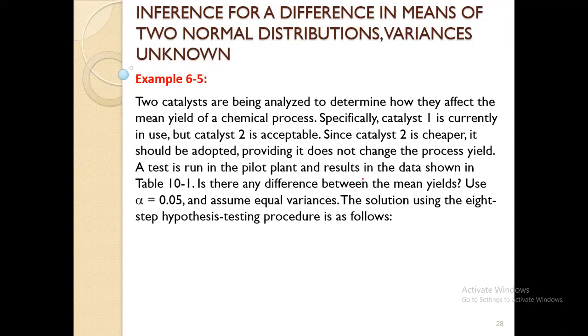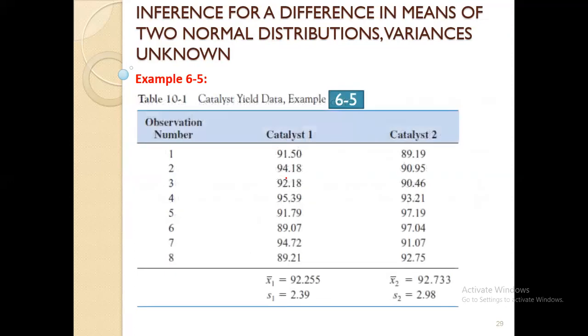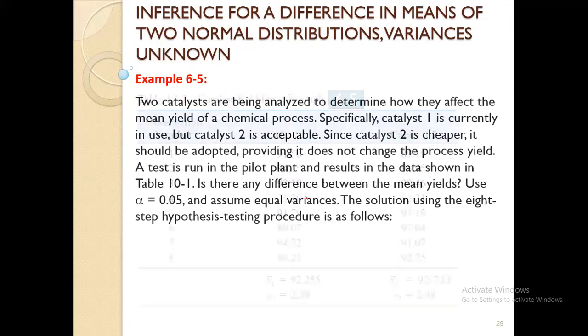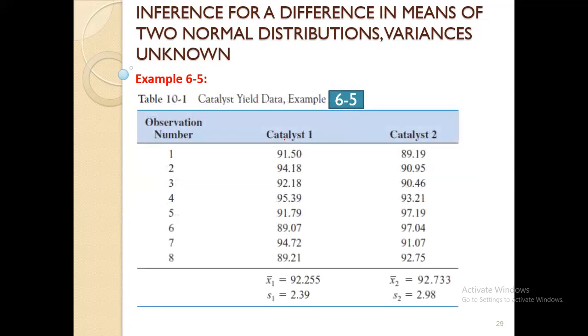Okay, for this case, we test at pilot scale. The results are shown in the data. We have the data from catalyst 1 and catalyst 2. We take samples and then we calculate the percent yield. We found that the averages x̄1 and x̄2 are nearly the same value.